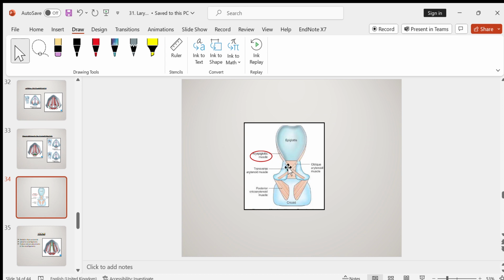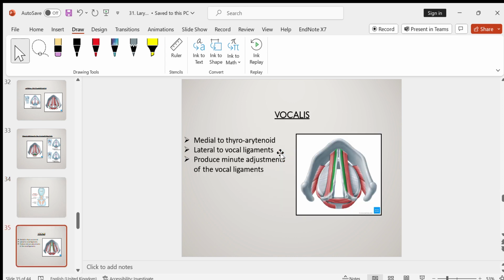This is the aryepiglottic muscle just beneath the aryepiglottic fold. As I've told you in the first slide, the lateral boundaries of the laryngeal inlet are formed by the aryepiglottic folds here. So this is the area of the aryepiglottic muscle. Vocalis muscle is this green structure. It is lateral to the vocal ligaments and medial to the thyroarytenoid muscle.